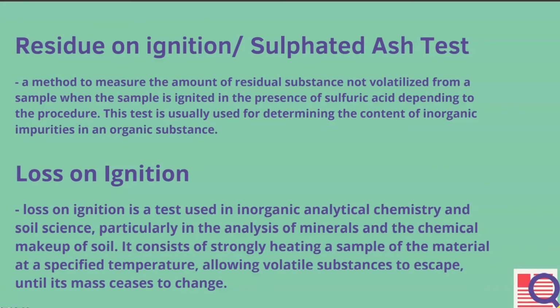Loss on ignition. Loss on ignition is a test used in organic analytical chemistry and soil science, particularly in the analysis of minerals and the chemical makeup of soil. It consists of strongly heating a sample of the material at a specified temperature, allowing volatile substances to escape until its mass ceases to change.